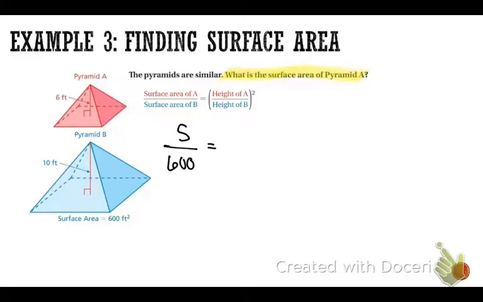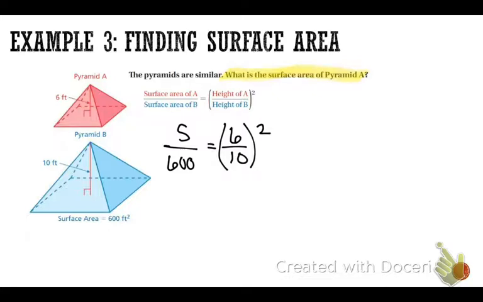Equals, all right, so I can see clearly here in the images, it gives me the height. So what is the height of pyramid A? 6. And what is the height of pyramid B? 10. Okay, now I have to square it. Let's see if they reduced it. All right, they don't reduce it. So we're going to leave it like that.